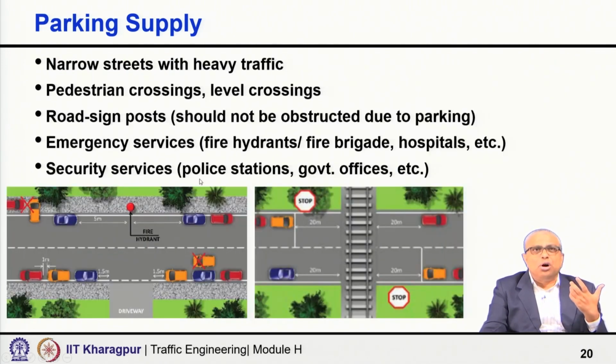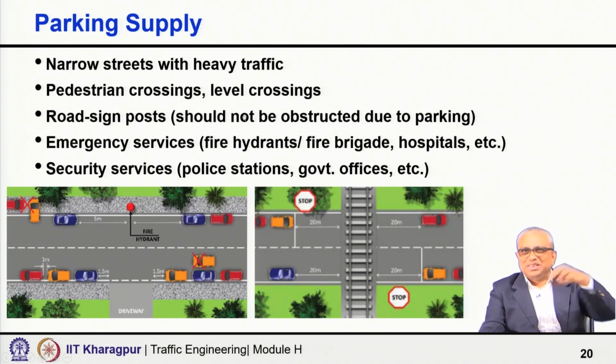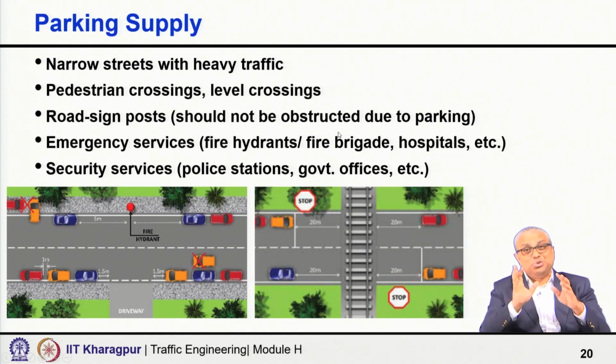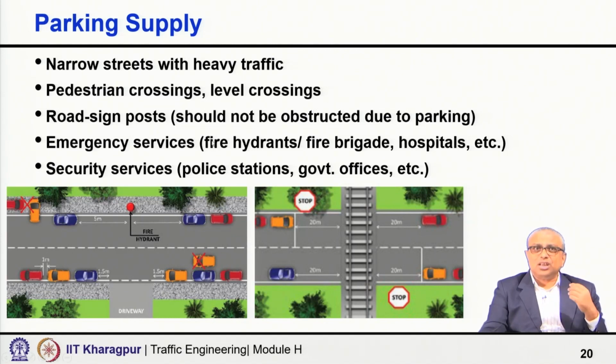So, all these are areas, say narrow streets with heavy traffic. From the point of traffic consideration you reject it. Pedestrian crossing, level crossing, sometimes within the city area also the level crossing could be there, if not, ignore it. Signpost, road signpost, particularly the basic issue is that signpost should not be obstructed due to parking. So, I cannot allow a parking which may obstruct the signpost.